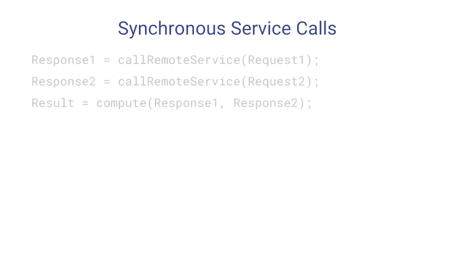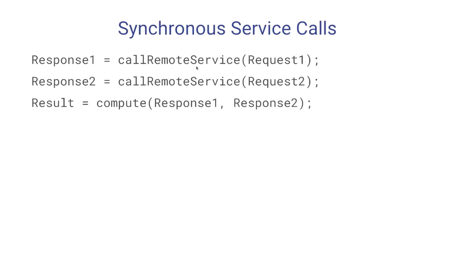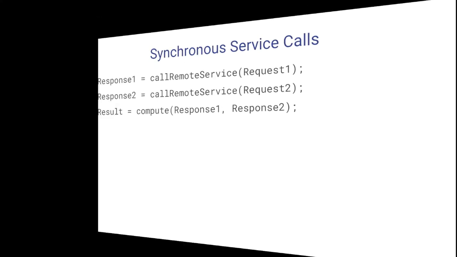So let's take a look at some pseudocode that illustrates this example. Here I have this method called remote service, which actually invokes the remote service, passing in a request and then getting back a response. So here I'm doing this twice, and then after that I have this compute method which takes response 1 and response 2 as a dependency and returns a third response result. So obviously in this case you have to execute these two remote service calls before you can call the third statement for compute. So let's see how we can restructure this to be more efficient.